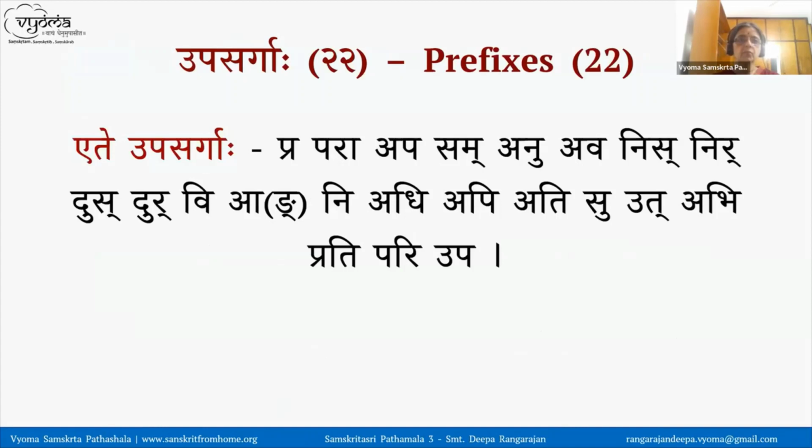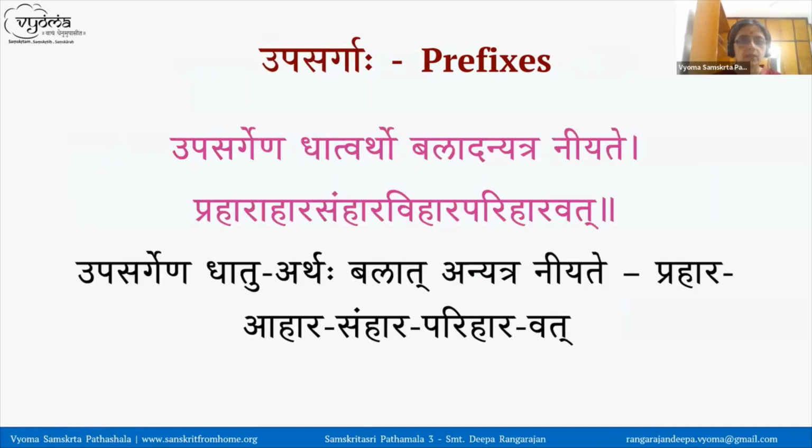So the 22 upasargas were listed out. They are pra, para, apa, sam, anu, ava, nis, nir, dus, dur, vi, ati, adhi, api, ati, su, ud, abhi, prati, pari, upa. So this karika gives the kind of variation that an upasarga can give in a dhatu. Upasargena dhatvarthaha balat anyatra niyate. It is by force taken somewhere else. That is, it is diverted.